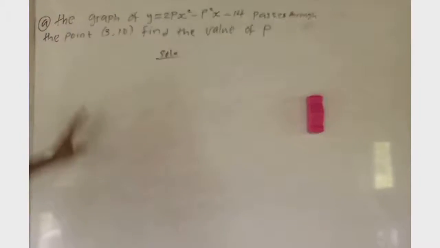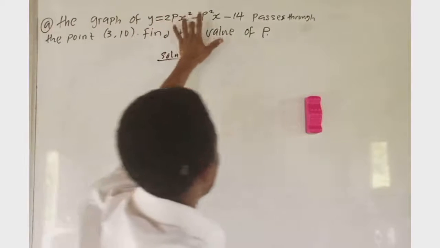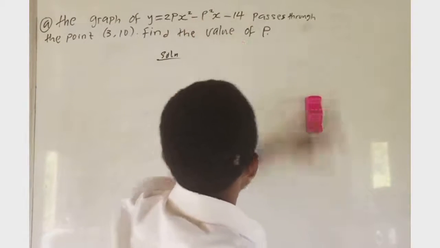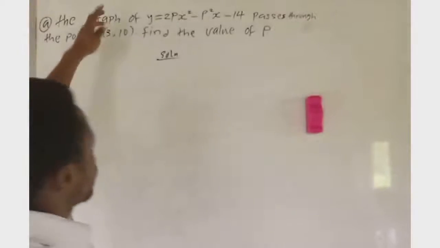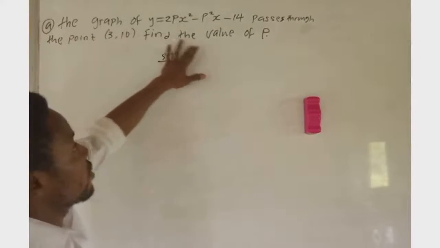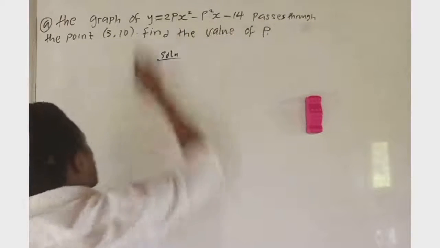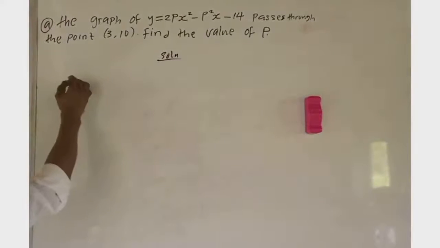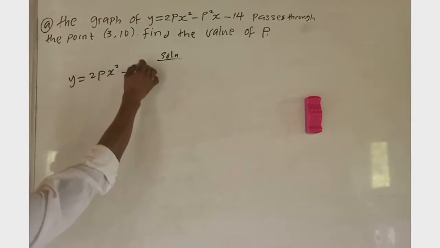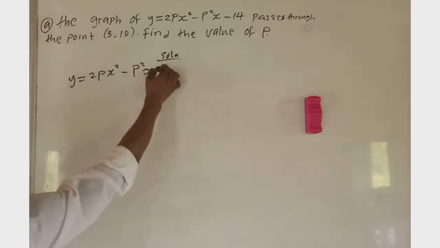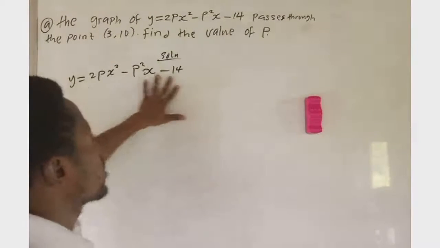This question states that the graph of y is equal to 2ps squared minus p squared s minus 14 passes through the point (3, 10). Find the value of p. We want to find the value of p from this equation. So we have y is equal to 2ps squared minus p squared s minus 14, and this is the graph of this equation.